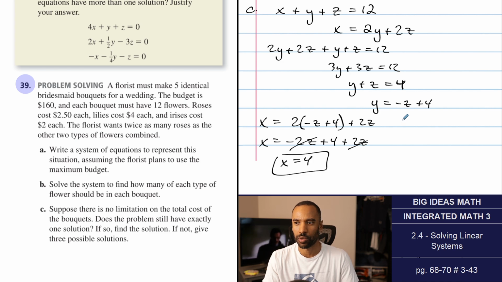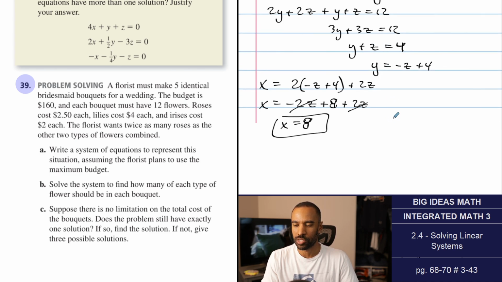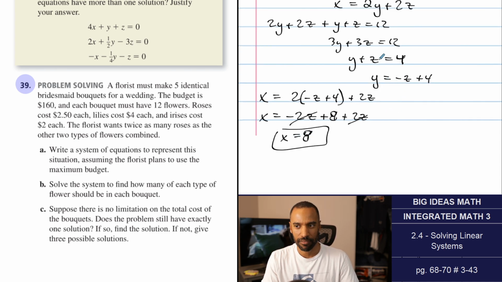In this case, x would always equal 4. But that doesn't make any sense. Oh, this is an 8. I'm sorry. X always equals 8 no matter what. Okay, that does make sense. Okay, x equals 8 and y plus z always equals 4. So you'll always have 8 roses.